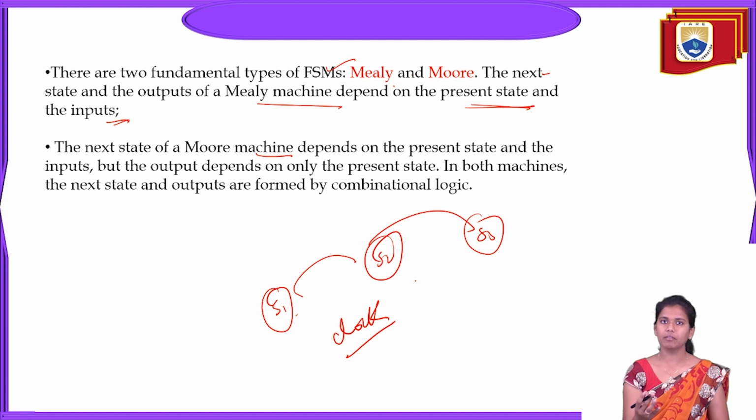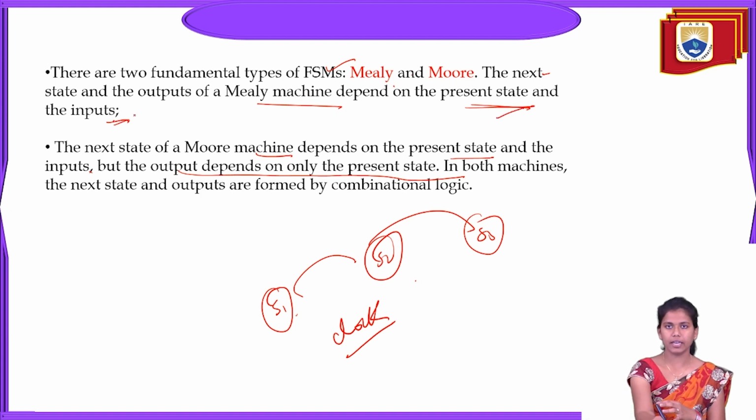But when you compare with the Moore machine, the next state of the Moore machine depends on the present state and the input, but the output depends only on the present state. So if you compare Moore with Mealy, it also has the present state and input, but the output depends only on the present state.